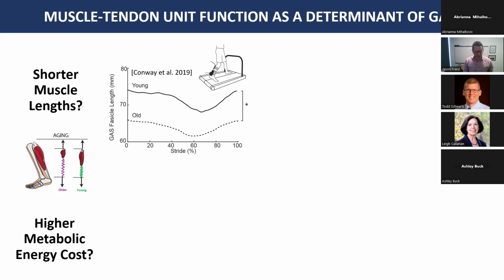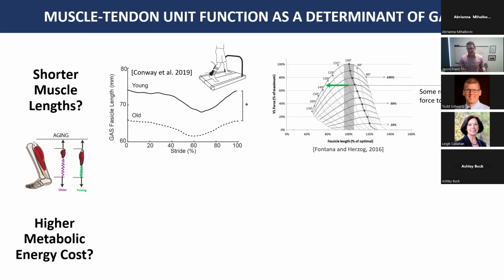So the first question is, does that precipitate shorter lengths? And the accumulating data says that yes. These are data from our lab showing that older adults operate their muscle during walking, these are ultrasound data, about 10% shorter lengths than younger adults do. And again, from an excitation perspective, if you have some requisite force demand to walk, but you are being forced to do that with shorter lengths, you should see increased activation and thus increased metabolic cost to walk.